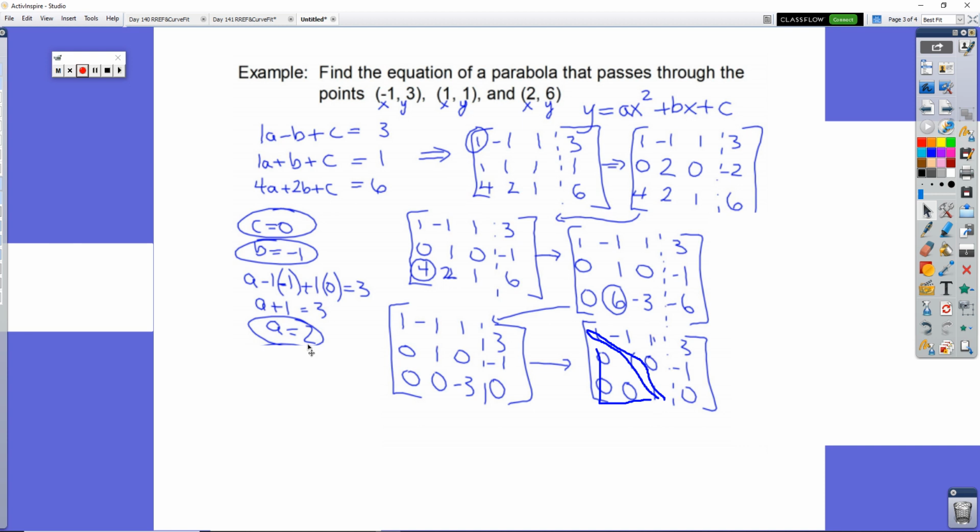So now that you've found the values of A, B, and C, the last thing to do is actually put these values back into the formula and make an equation out of it. So remember, A is the number that comes in front of x squared, B is the number that comes in front of regular x, and C would be the constant on the end, but it was 0. So your final equation for this parabola would be y equals 2x squared minus x.